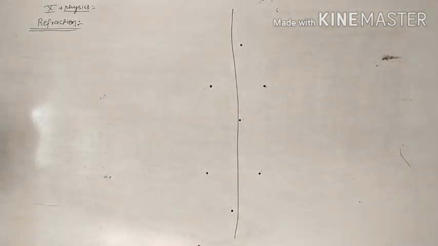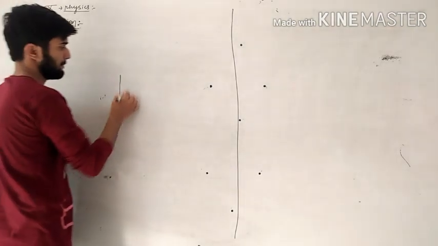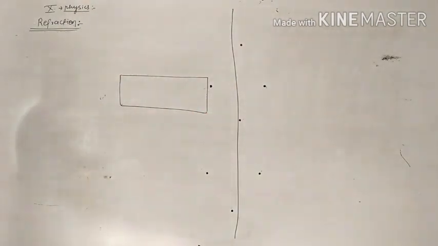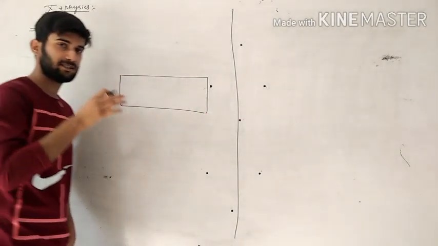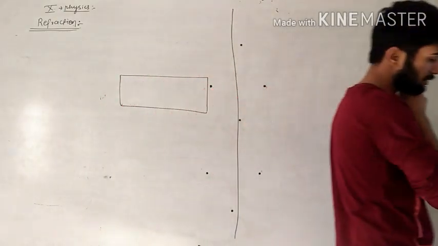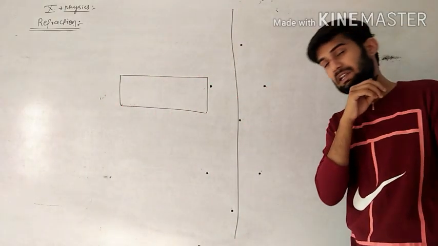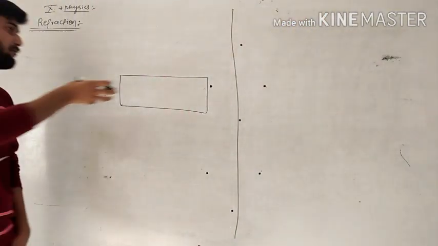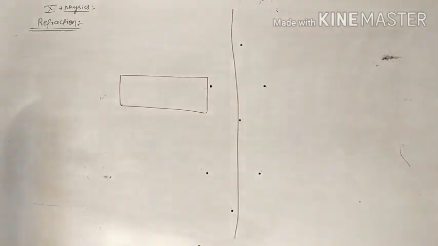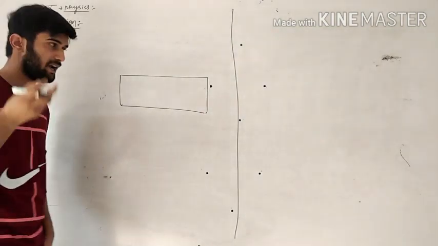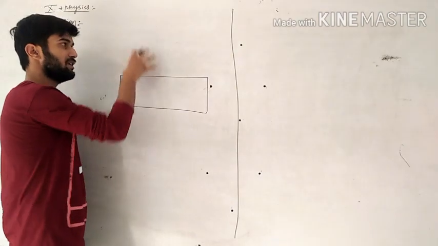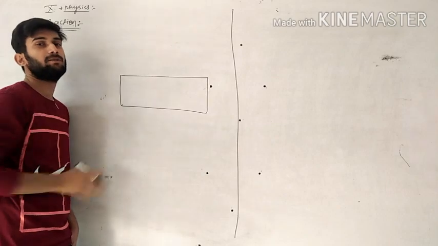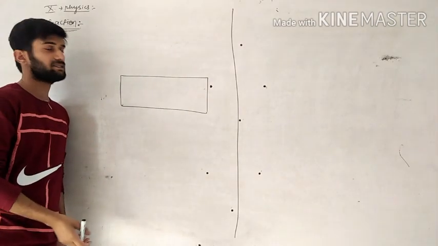The extent of bending while light travels from one medium to another medium depends on a factor called refractive index. We have already discussed in the last lecture what refractive index actually is and what relative refractive index is. When we find the refractive index of a medium with respect to air, it is called absolute refractive index, and if we find the refractive index of a medium with respect to another given medium, then it is called relative refractive index.